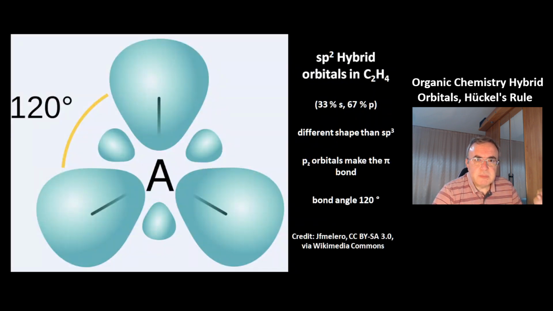This is how the sp2 hybrid orbital is shaped in ethylene. It has a bit higher s percentage than the sp3 orbital, and it is not as stretched as the sp3 orbital. It is 33% s, 67% p. And this means there's a pz orbital that is not used for hybridization. That's the orbital that makes the pi bond. And these sp2 hybrid orbitals have a bond angle of 120 degrees.